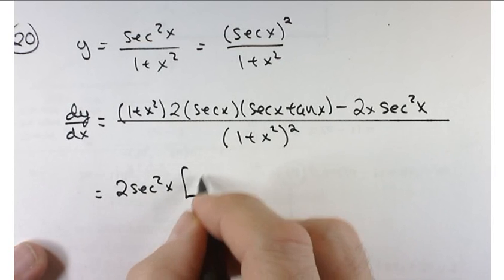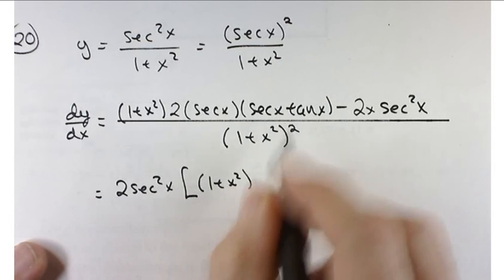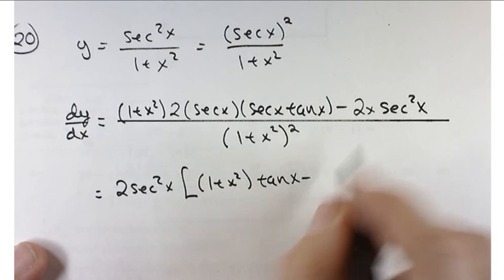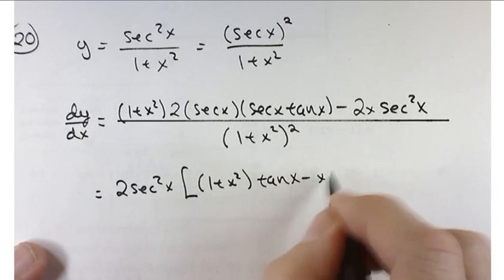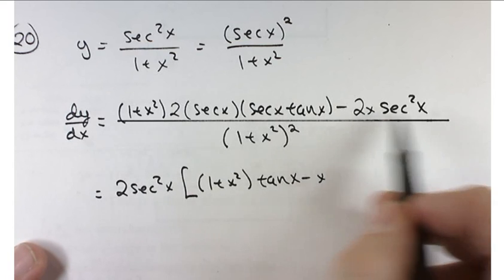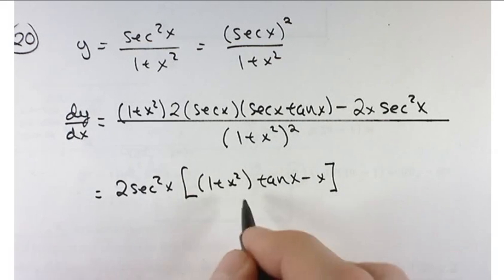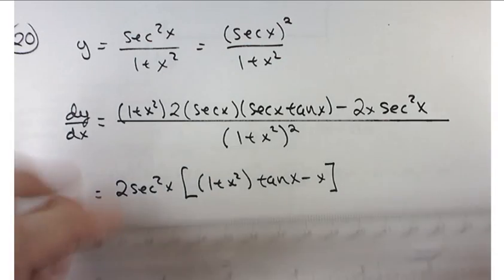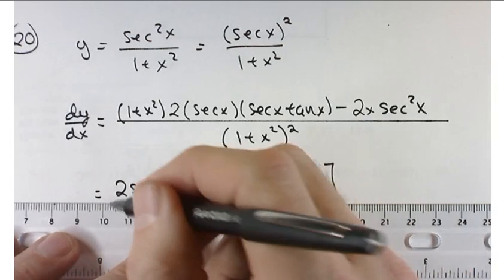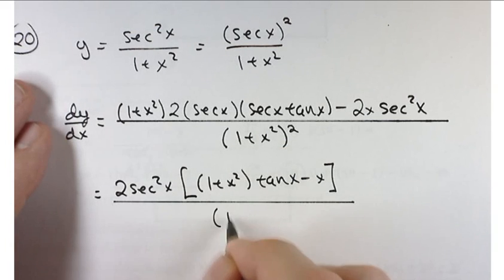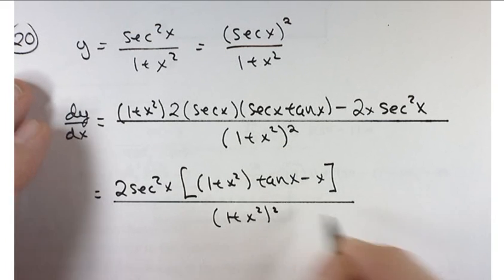That's going to leave behind 1 plus x squared times the tangent of x minus just x, I guess, right? Is that right? Yeah, because the 2's gone out and the secant squared's gone. Yeah, so minus x. Beautiful. And we'll leave the denominator factored as is. 1 plus x squared squared.